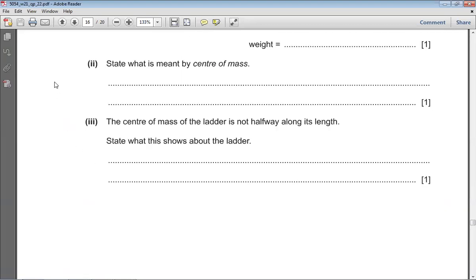Now, the next question says, state what is meant by the center of mass. It's a 1-mark definition. Center of mass is a point in the body where all its mass appears to be concentrated. Or you can also define it according to the marking scheme: center of mass is a point in the body where all the weight of the body seems to be acting. Another definition is that it's the point in the body where, if I apply force on that point, the body will move in a straight line without rotation.